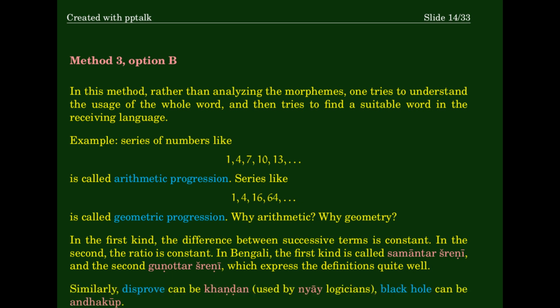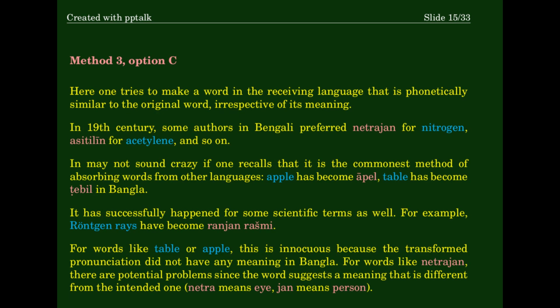Similarly, disprove, a word which I discussed before, can be translated as khandan. This was used by the Nyaya logicians. Black hole can be andhakup. The last option in this context is where one tries to make a word in the receiving language that is phonetically similar to the original word, irrespective of the meaning. So, in the 19th century, some authors of Bengali preferred netrogen for nitrogen, acetylene for acetylene, and so on.